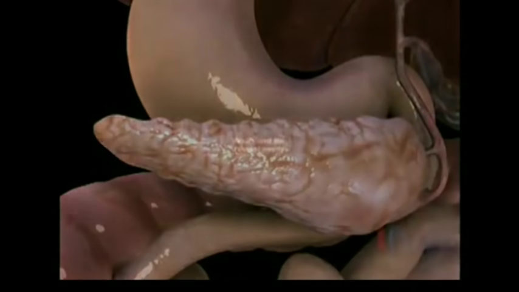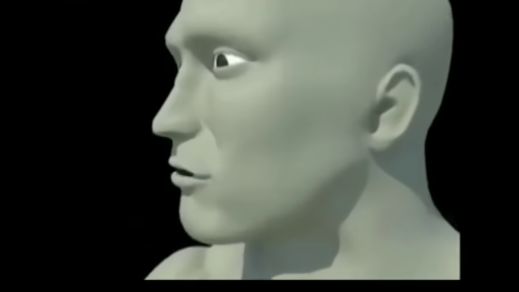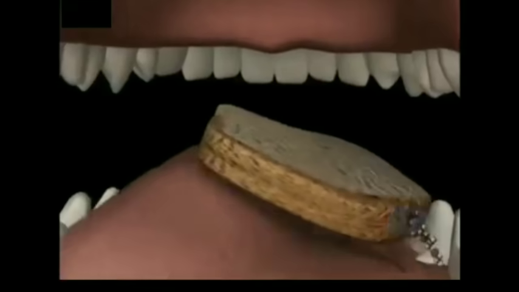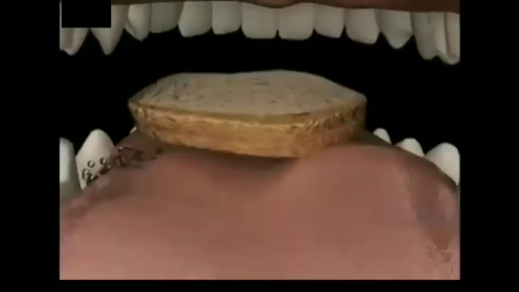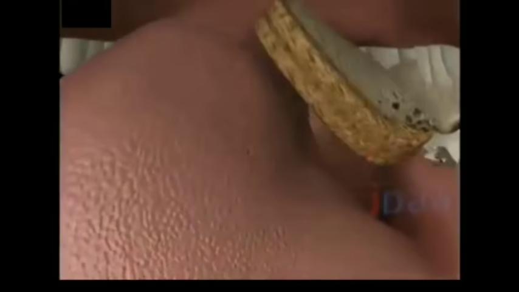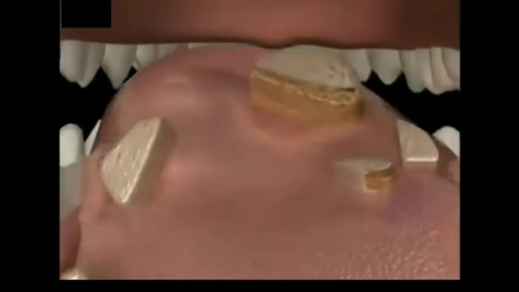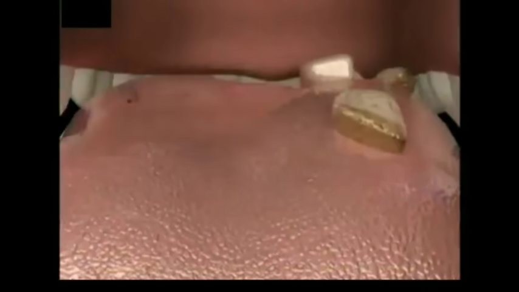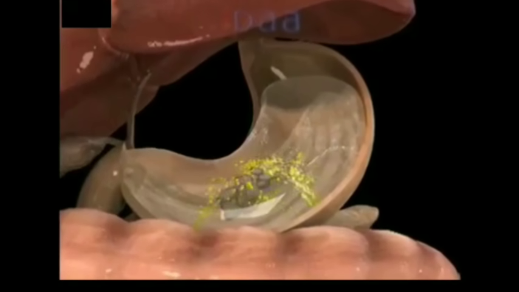Firstly, the food is taken into the mouth or the buccal cavity. The teeth help in cutting, chewing, and grinding the food. The salivary glands in the mouth secrete a watery liquid called saliva. This saliva moistens and softens the food so that it can easily pass through the food pipe. The tongue has a number of taste buds which help to detect various tastes and push the food towards the food pipe.